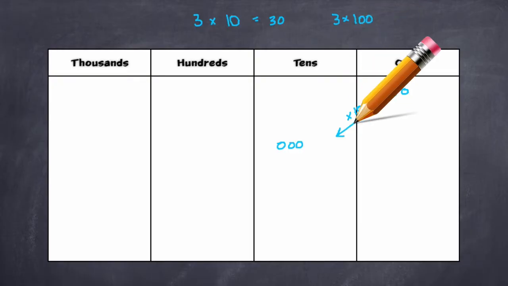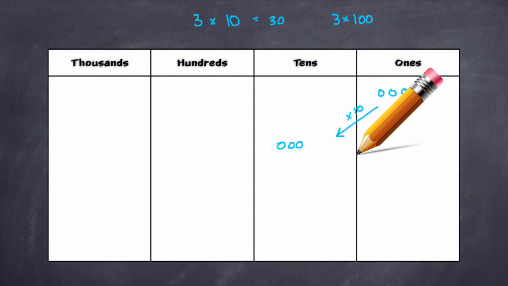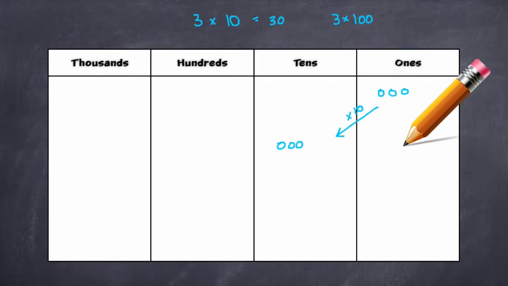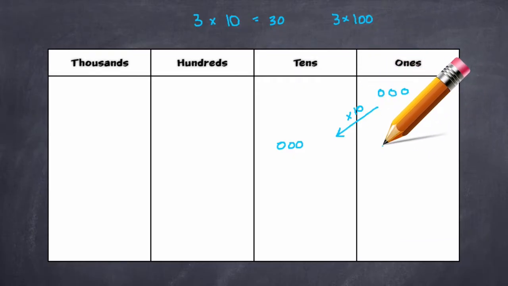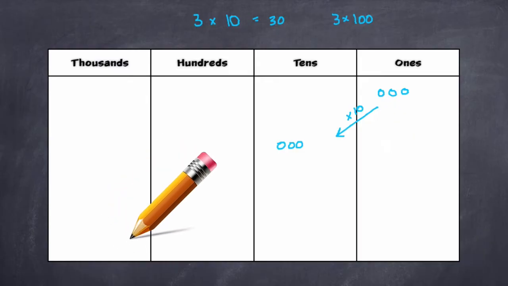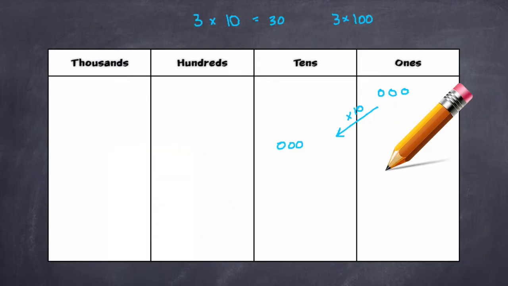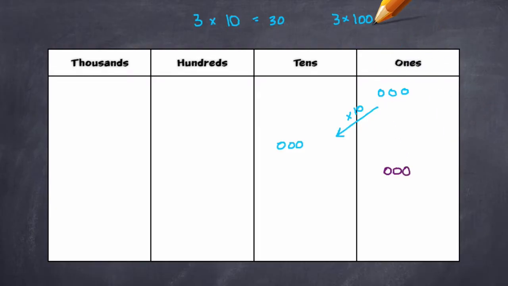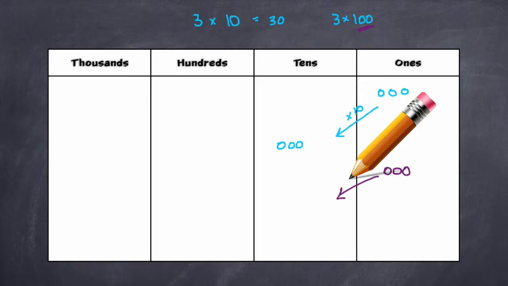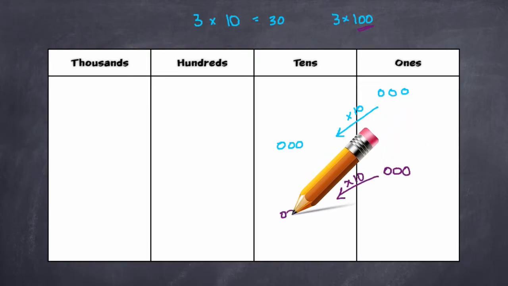So 3 times 100, we could think of that as 10 times 10. 100 is the same as 10 times 10. So let me grab a different color now to illustrate this one. I'll do this guy in purple. So let's say I started with my 3 ones, and I want to multiply by 100. So this first jump here would be multiplying by 10, and that would give me 3 tens.